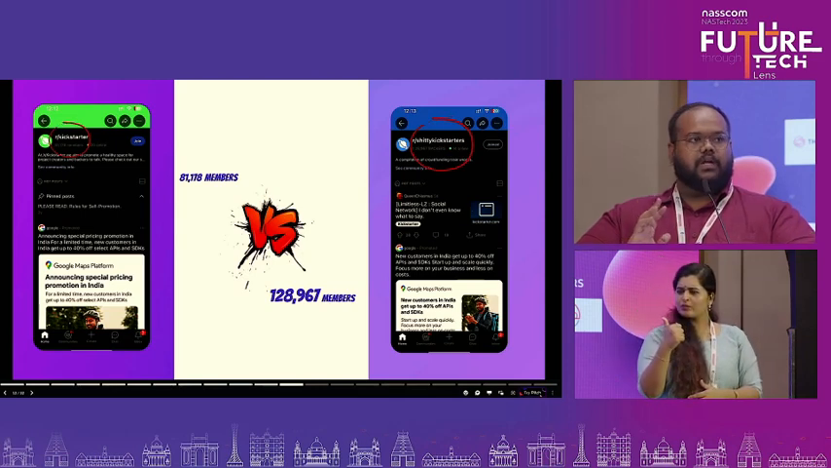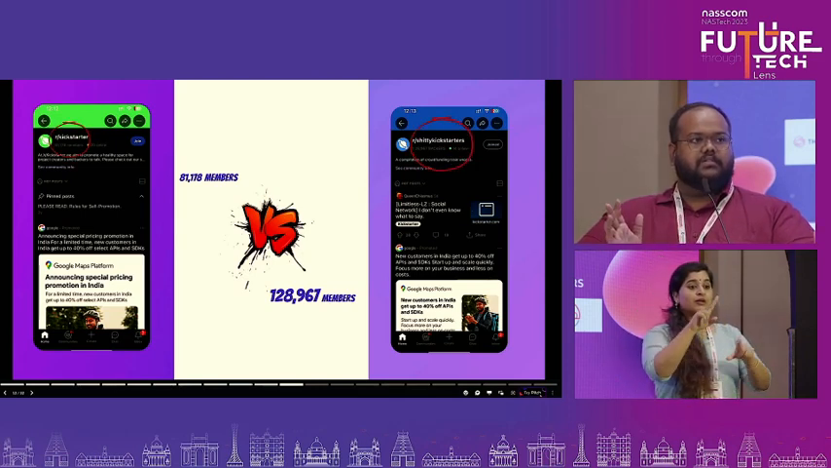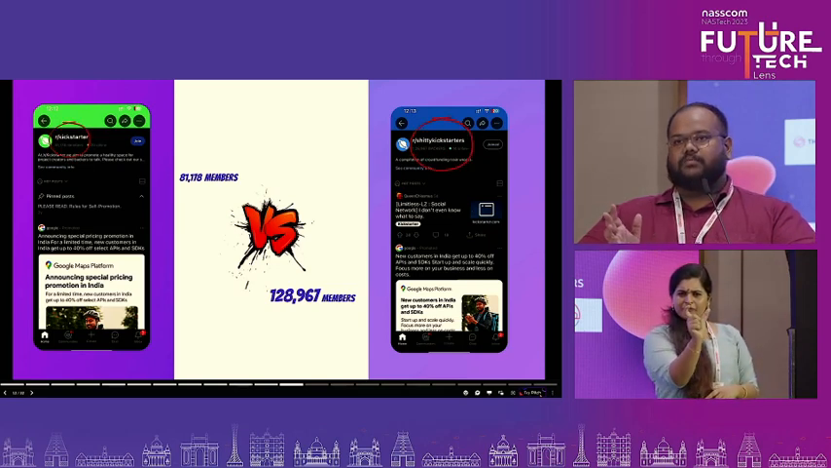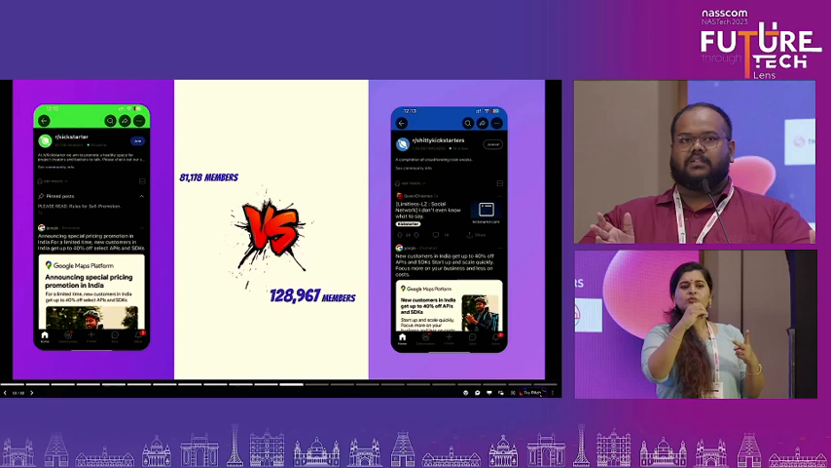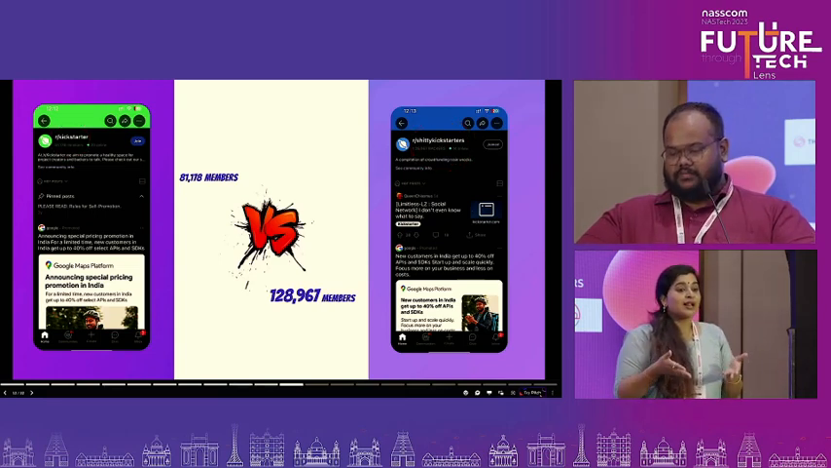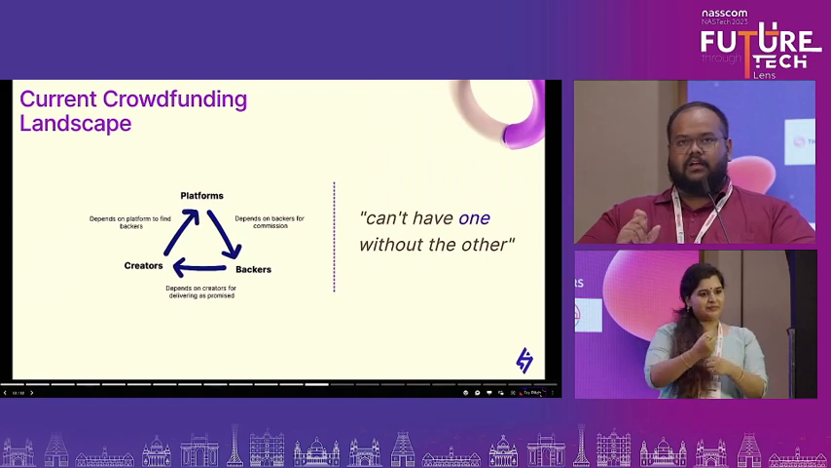Have you guys heard about governance? Have you guys ever heard about voting, like decentralized voting? Fine. Now, let's design a product for that. Let's look at the stakeholders in the crowdfunding scene.